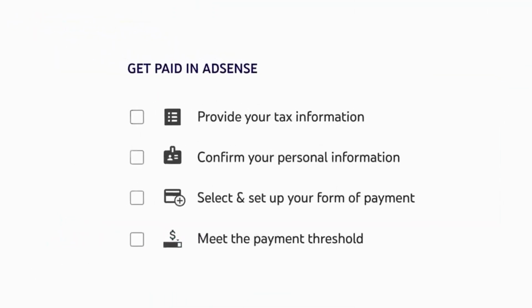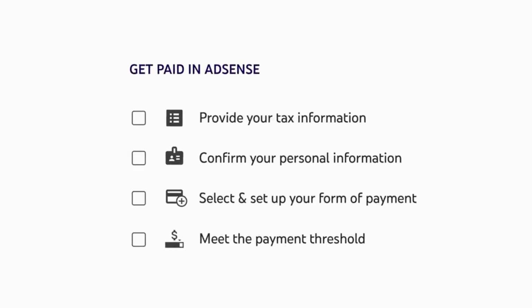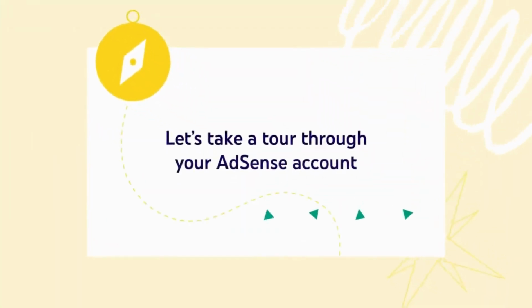To recap, there are 4 steps to getting paid: providing your tax information, confirming your personal information, selecting and setting up your form of payment, and meeting the payment threshold. Note that these steps can take some time to complete. If you ever want to check your progress in the payment setup process, you can always check the monetization tab in YouTube Studio. Now that you're all set up, let's take a tour through your AdSense account.